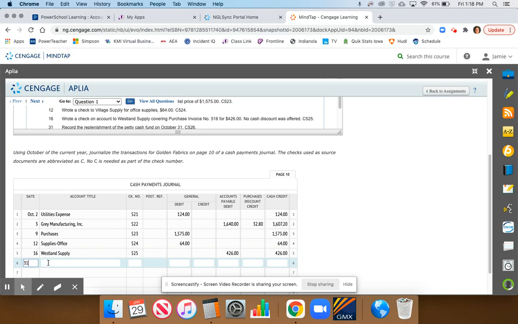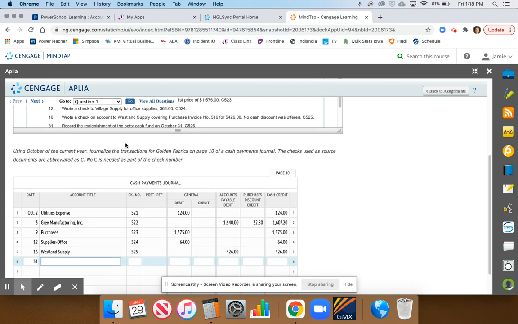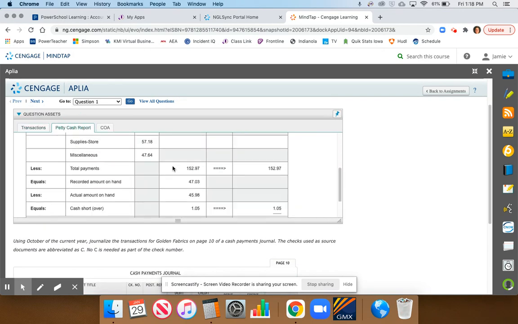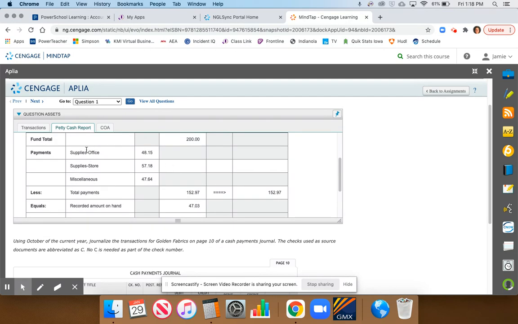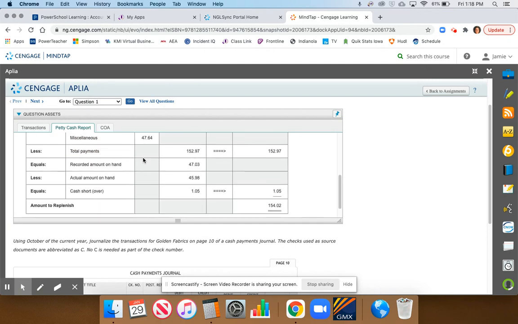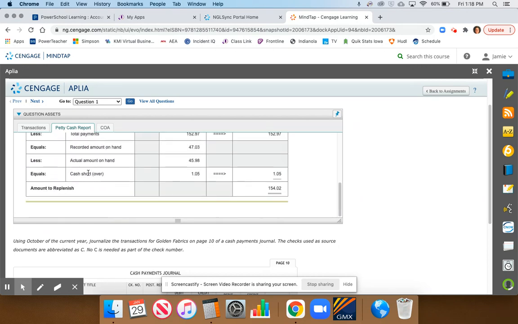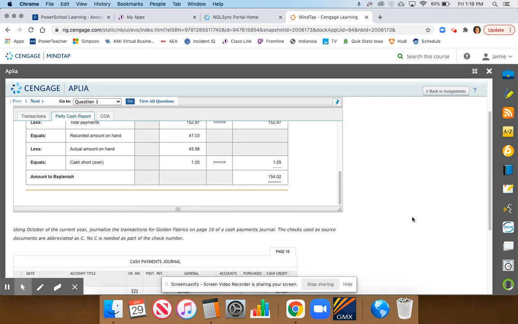On the 31st, we recorded the replenishment of petty cash. So when we replenish petty cash, we need to use our petty cash report. So in our petty cash report, it looks like we spent money on supplies office, supplies store, miscellaneous, and let's see if we were cash short or cash over. Looks like we are cash short $1.05. So we need to do a 4-line entry. 1, 2, 3, and 4.